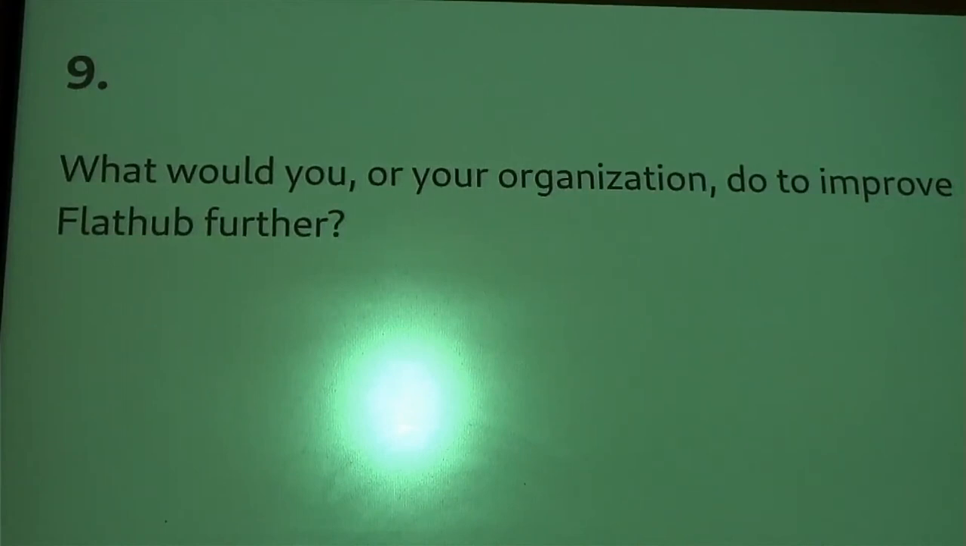So what would you or your organization do to improve Flathub further? That's not that different to the previous question, but if that inspires any other answers.